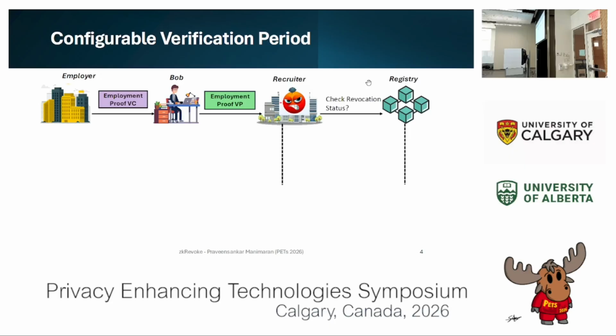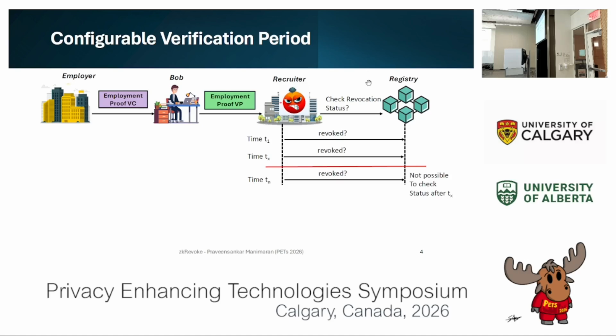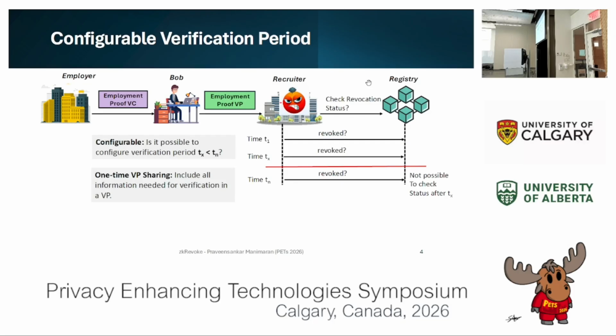What we want is for Bob to restrict the verifier to check the revocation status only for a specific time period. After that, Bob does not want the recruiter to check the revocation status. We call it a configurable period. Other than that, we also want the one-time VP sharing property. It means all the information needed for verification should be included in a VP. We don't want any communication between Bob and the recruiter, like back and forth.